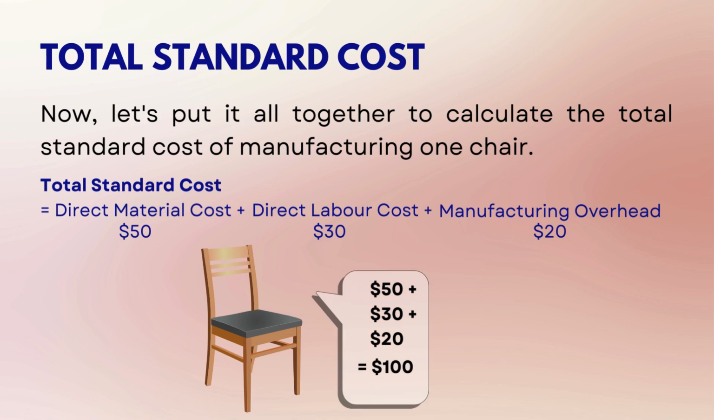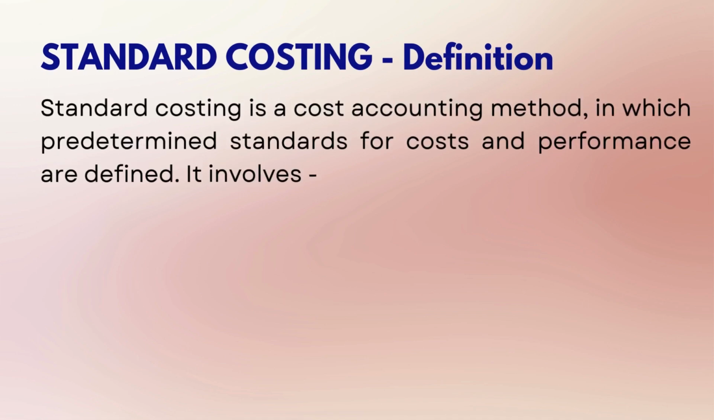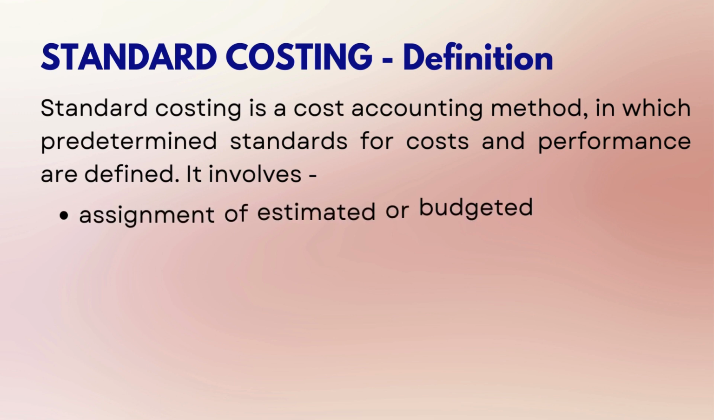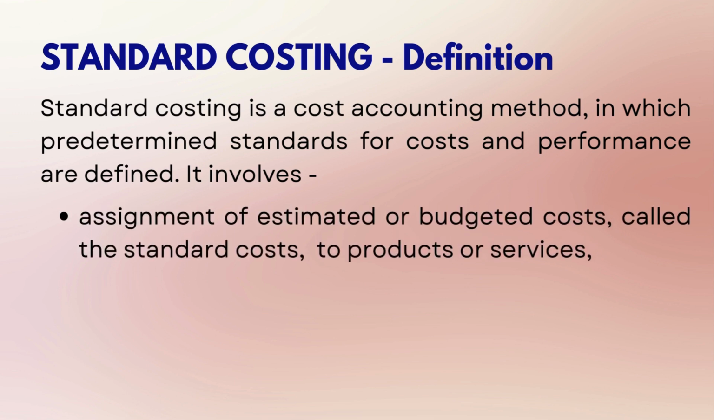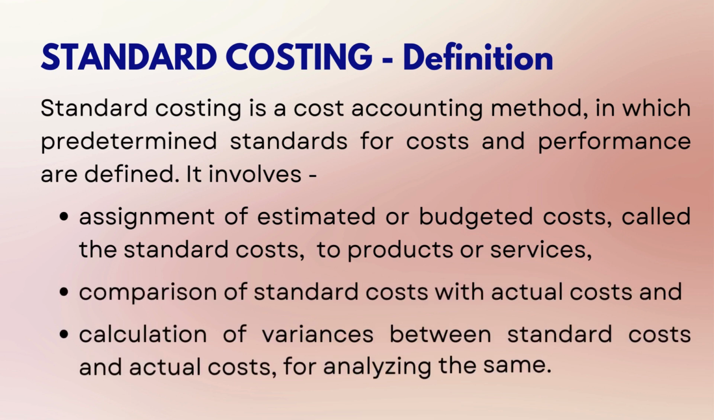Now let's find out what is standard costing. Standard costing is a cost accounting method in which predetermined standards for cost and performance are defined. It involves assignment of estimated or budgeted costs, called the standard cost, to products or services, comparison of standard costs with actual costs, and calculation of variances between standard costs and actual costs for analyzing the same.